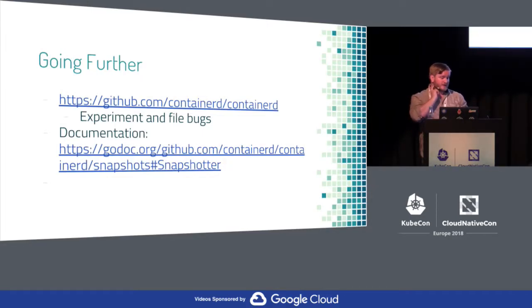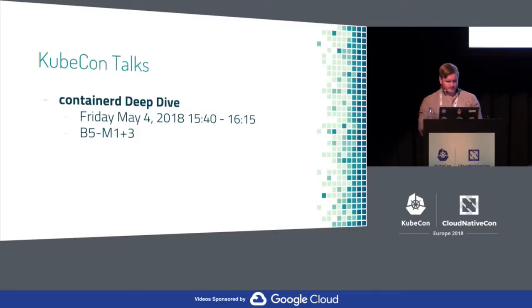So going further, again, containerd project: experiment, file bugs, talk to us, yell at us, whatever you want. Do it nicely, though. Like I said, this link is a little messed up, but I'm sure you can figure it out by typing it in. It's the Go doc to the snapshots package in the snapshotter, and it defines in detail all of the pieces of how these operations work, how they should perform, and any kind of issues with those.